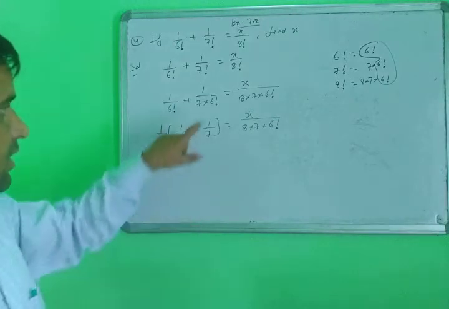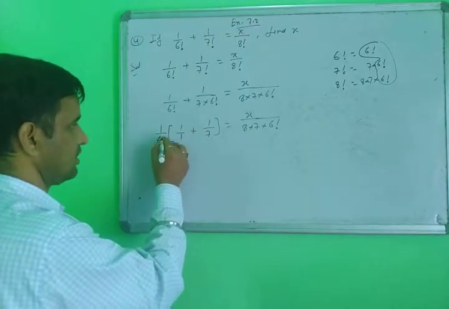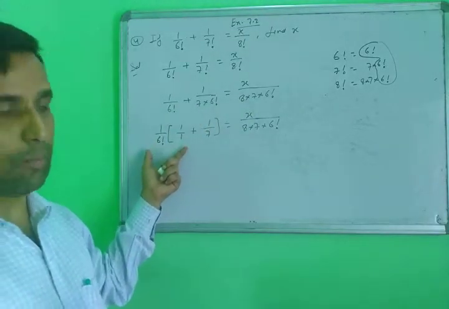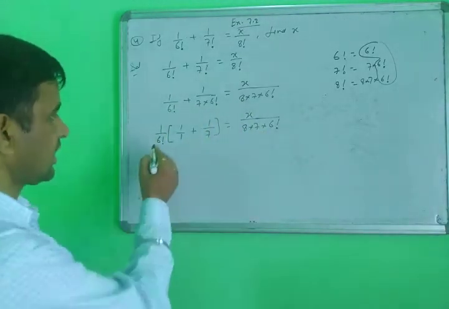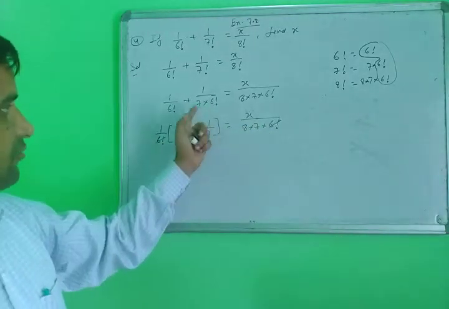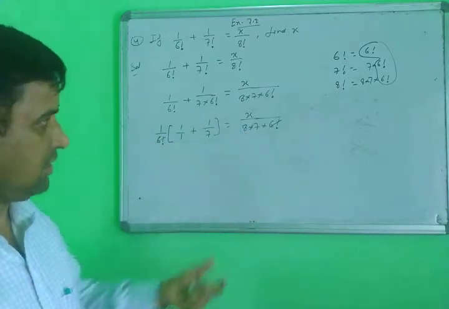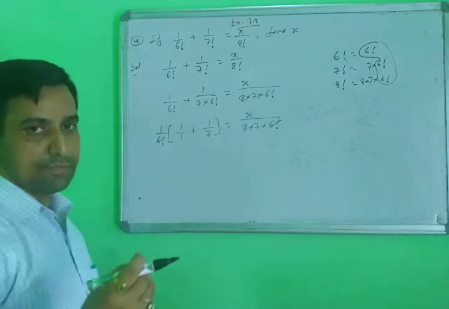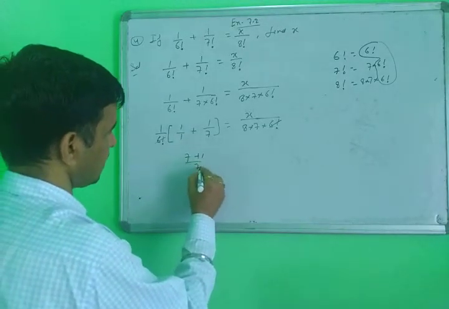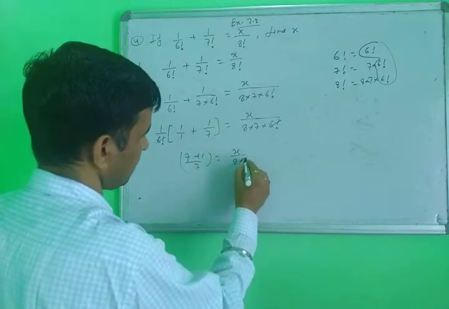According to this way, taking factorial 6 common here, don't directly cancel. First you take the common, then it will be cancelled. First you take common, then you cancel, so your calculation becomes very easy. You take the LCM here, 7 plus 1 upon 7 equals x upon 8 into 7.